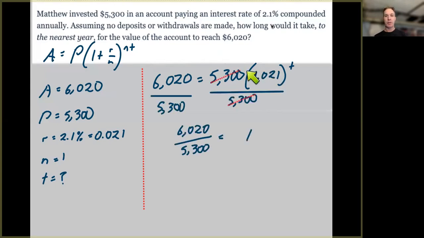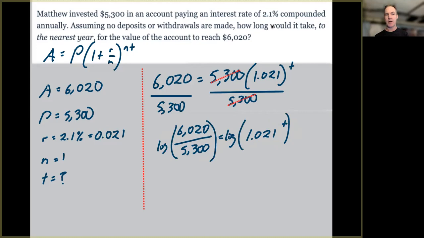This is, again, multiplication. So I need to divide both sides by 5,300 because I want to get t by itself. So what do I end up with? 6,020 divided by 5,300 equals 1.021 to the power of t. Now, for those of you that remember this from Algebra 2, if you have a variable in your exponent, what do you have to do? You have to actually use logarithms. You have to take the log of both sides, and then you can use your logarithm rules to simplify the problem. So let's take a look.